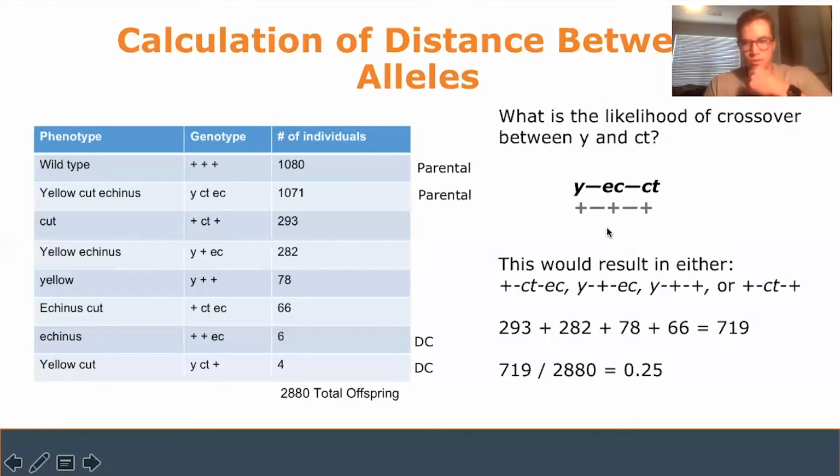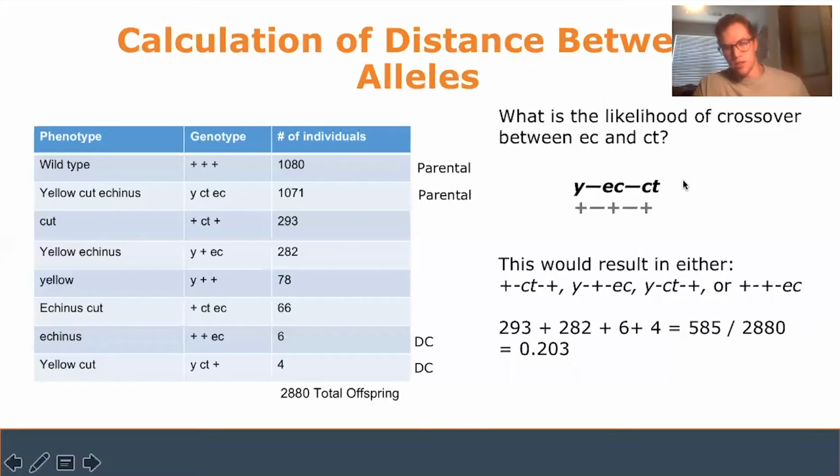The other 2 are wild type, yellow, so that's yellow right here, and cut wings, which, oh wait, we already listed that one. And actually right here, echinus cut. So we're adding up these 4 numbers, which are the 4 possibilities of crossover happening between Y and CT. Add them all up, we get 719, and then divide by the total number of offspring, which gives us a value of 0.25. So there's basically a 25% chance that crossover will happen between Y and CT.